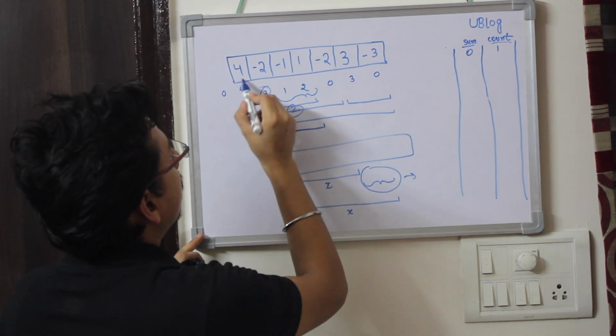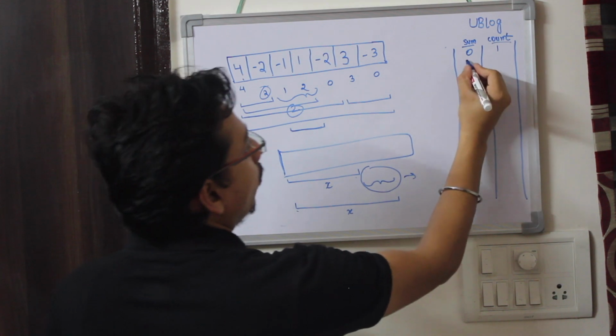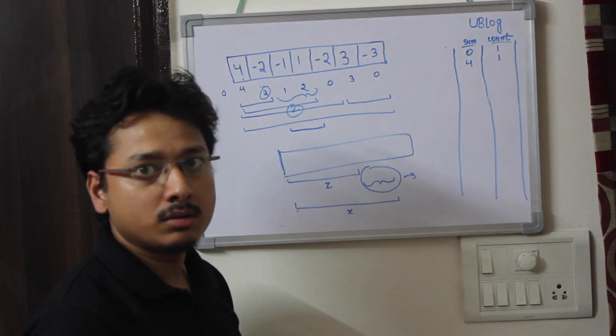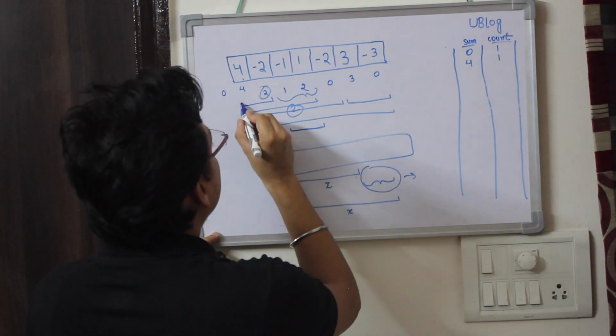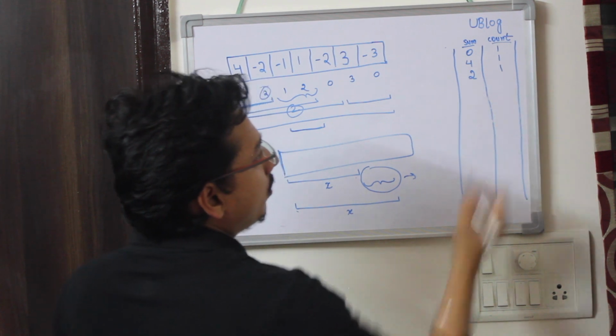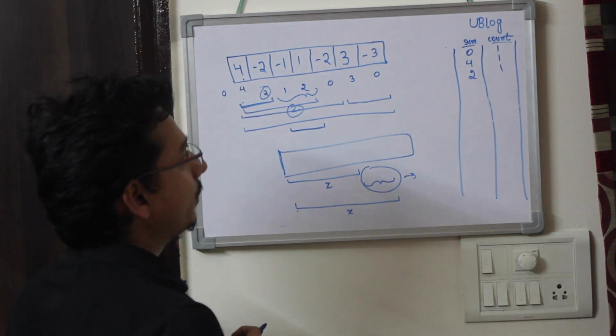Now I am at index 4, so the sum is 4 and the count is 1, because the sum of any subarray being 4 is also the first time. Now my sum is 4 minus 2, which is 2. So 2 is also coming the first time, so the count of subarrays with given sum 2 is 1.